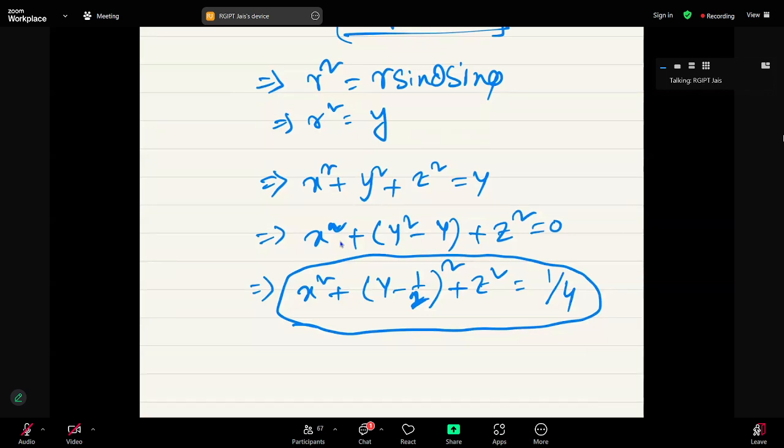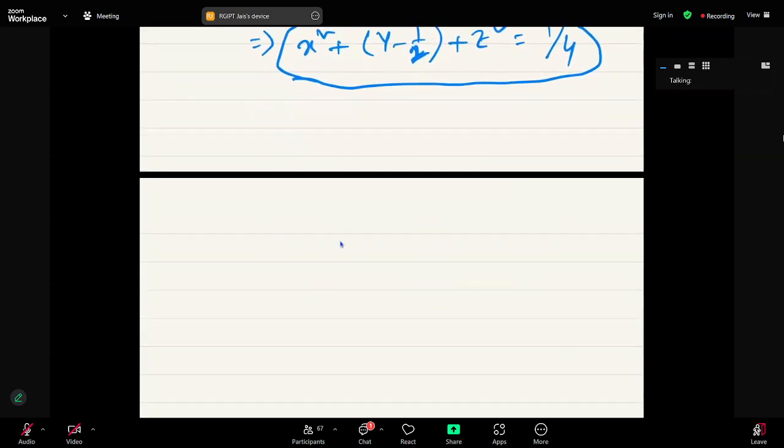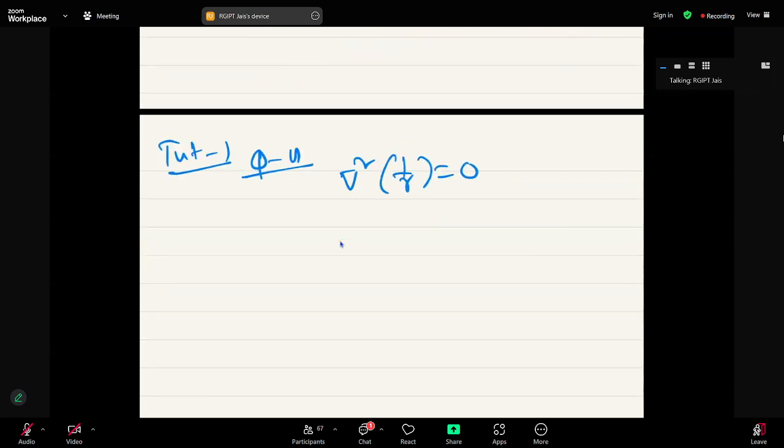Grad square 1 by r is 0. What is the problem here? If I solve this, I get 3 upon x square plus y square plus z square to the power 3 by 2. This is what we told you, right? This grad square 1 by r equals 0.